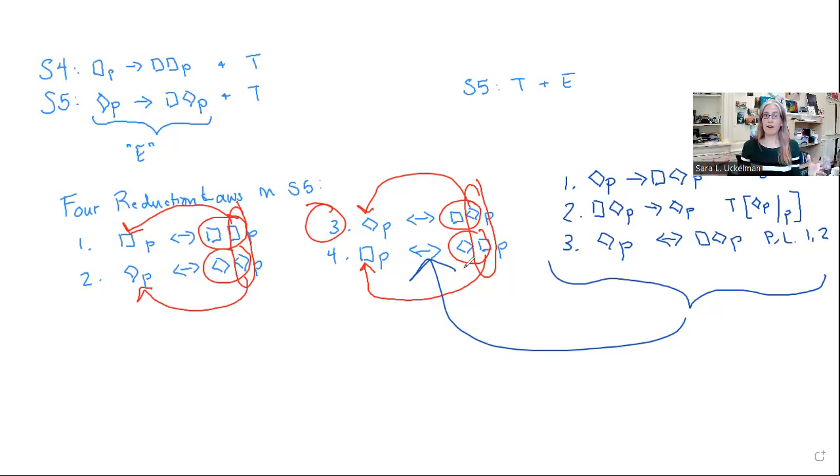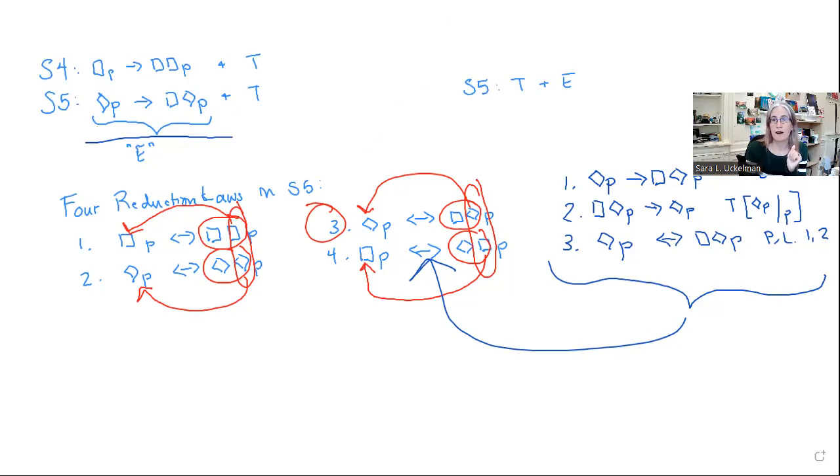So there we have it. S5 is really incredibly simple and incredibly powerful. I'll leave it here for now, just to give you the basic definition in terms of this new axiom, this reduction law that we are going to add to system T.